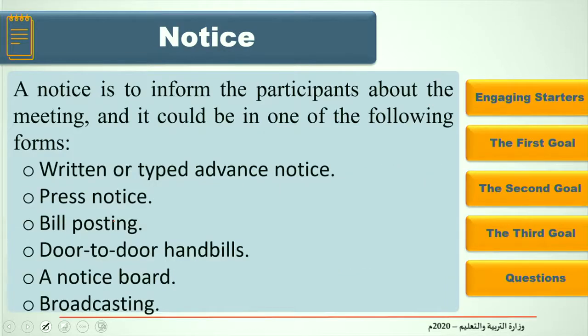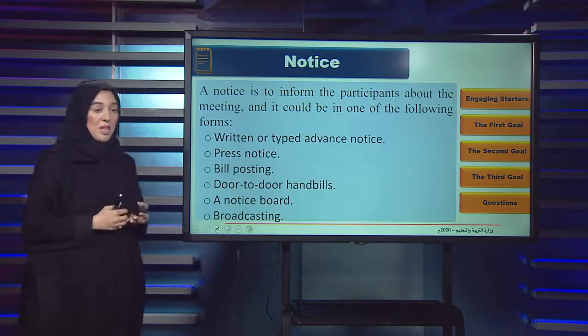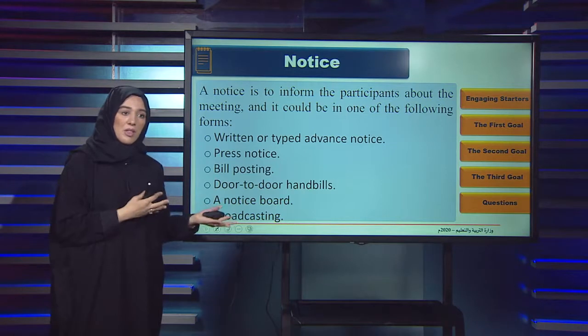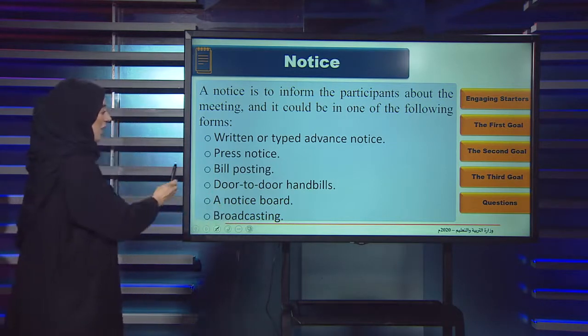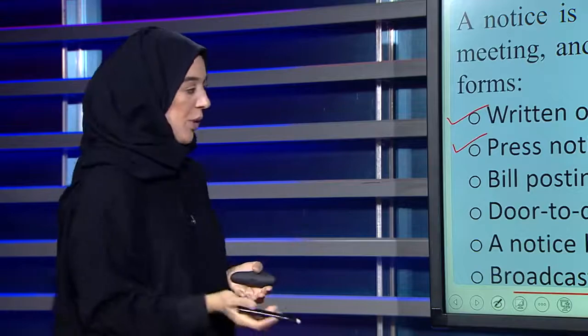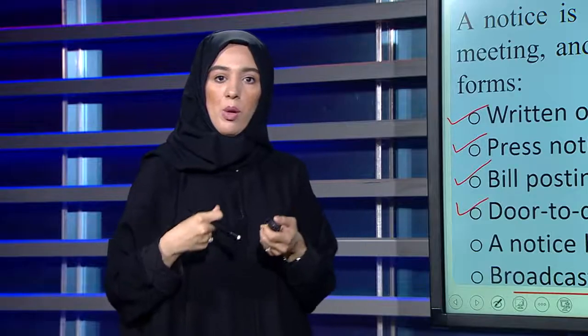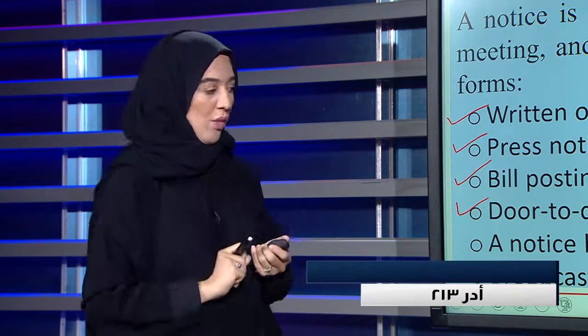A notice is to inform the participants about the meeting, and it could be in one of the following forms. Now, what are the ways that I'm going to tell the participants about the notice? I can send it either written, I'm going to type it and send it to them, or through the press, which I mean by the newspaper. I'm going to put the notice in the newspaper and they're going to read it. Or by bill posting, by the post office, or door-to-door handbills. Direct, the postman will go to their company and give them the notice.